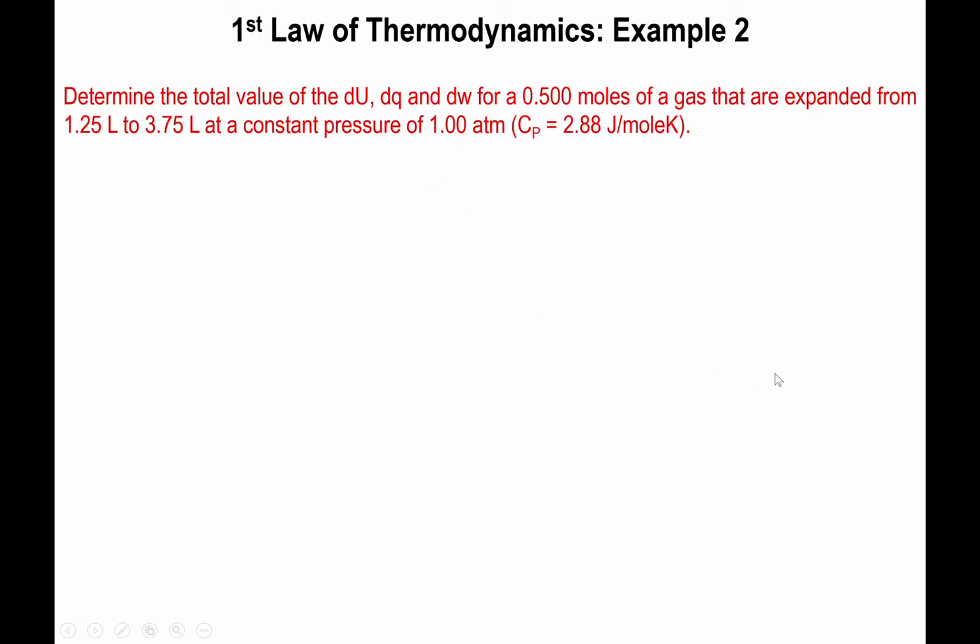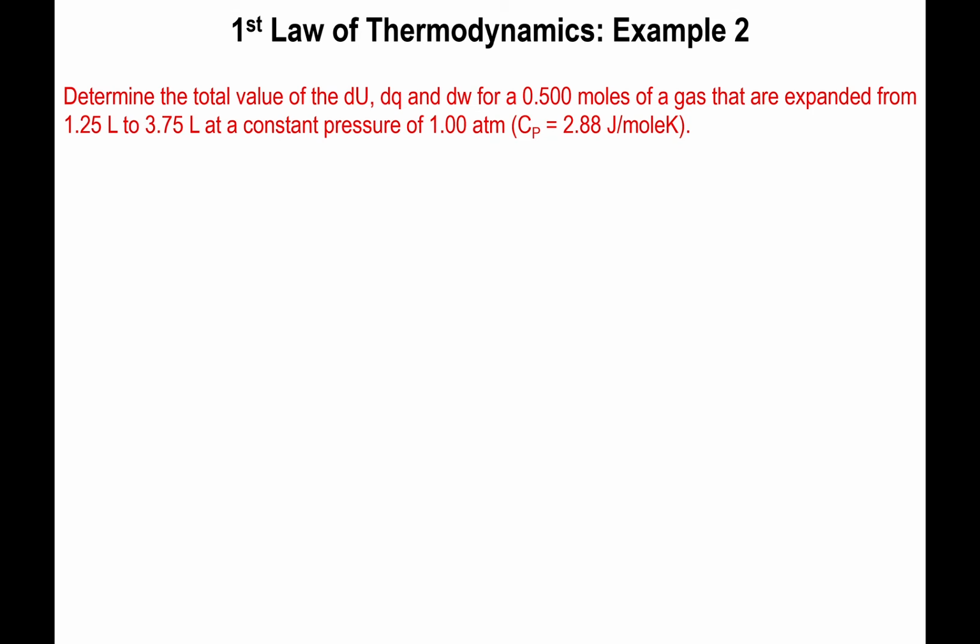as you will see in the next example. Alright, so now what we're dealing with is half a mole of a gas. The volume is changing from 1.25 liters to 3.75 liters. We're performing this at constant pressure. The pressure happens to be 1 atmosphere, but it is constant. Okay, so now we need to, and we're given the heat capacity at constant pressure, 2.88 joules per mole Kelvin. So we're going to need to calculate all these things.